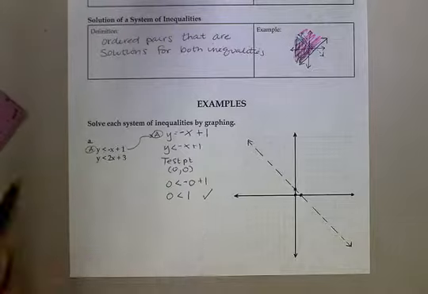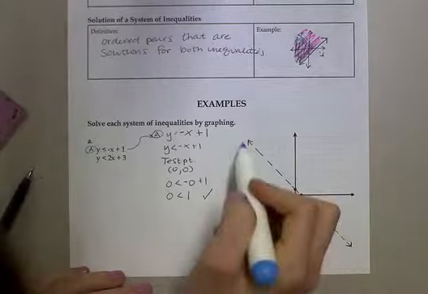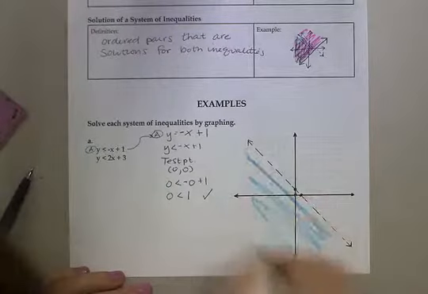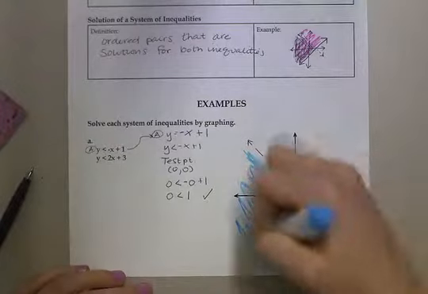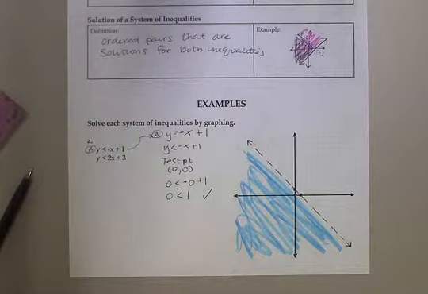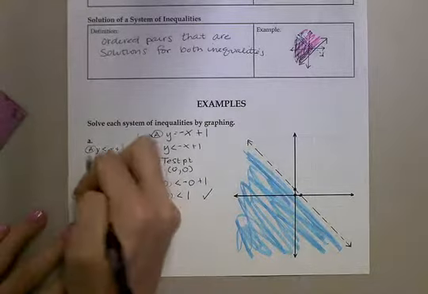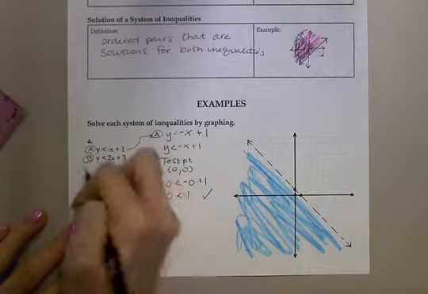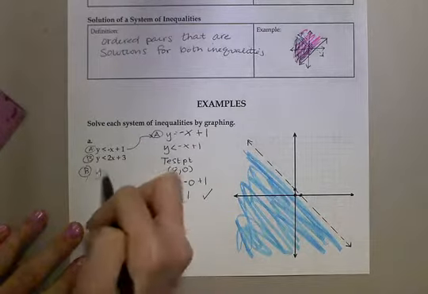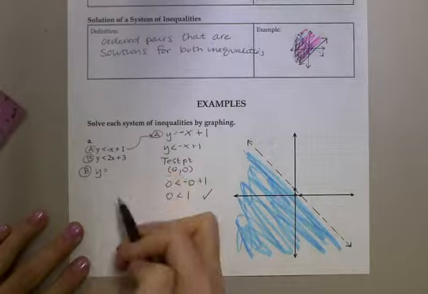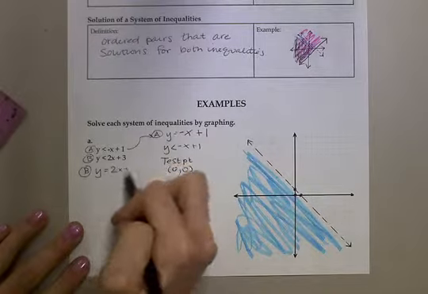So we know we need to shade the same side of the coordinate plane as where our test point was. Okay, so we know this whole area is going to be a solution for our first inequality. Now let's do our second inequality. Remember, to graph it, we treat it like it was an equation. So y equals, we put in an equal sign instead of our inequality sign, 2x plus 3.